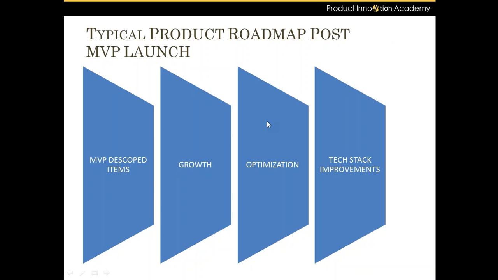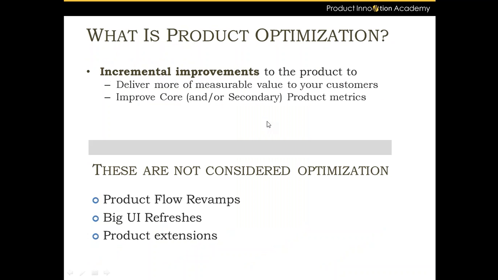Now let's go over what optimization is. What I call optimization are incremental improvements to the product that will deliver more measurable value to your customers. I'm emphasizing the measurable value. I'll go through it in a while. And these incremental improvements to the product can also improve your core product metrics. Usually it's both of them. Some features that I call optimization will do one or the other. Most of them will definitely deliver more value to your customers as well as improve your metrics.